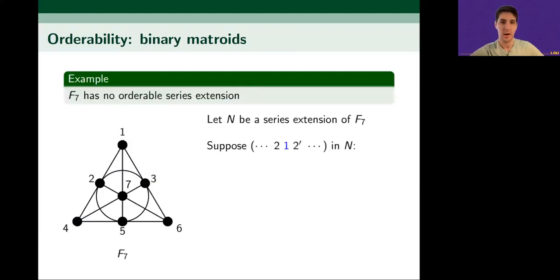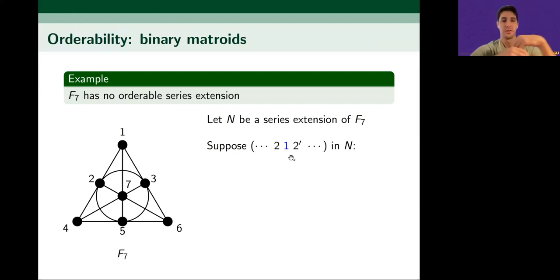I wouldn't want you to miss out on all of the fun that is checking whether a series extension is orderable or not. So I'll just run through F7 again. So I'm going to use N to denote some series extension of F7, which again just means that I'm using the same circuits as F7, but I'm allowed to use copies of the elements. The first thing that you got to rule out when you do this is this thing that I call surrounding.